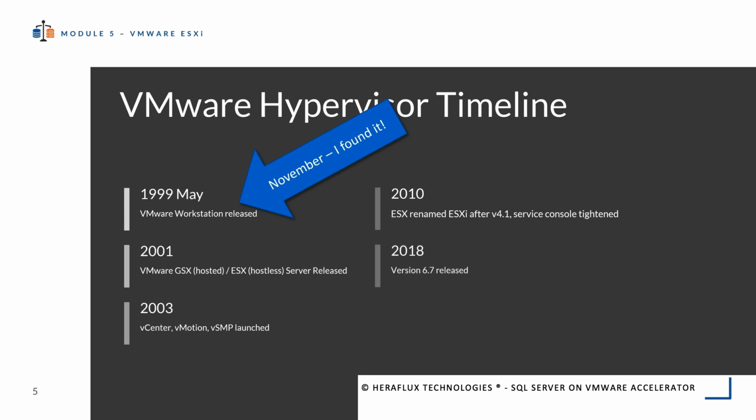One of the more recent releases was version 6.7 and was released in 2018. Version 7.0, the current release at the time of this recording, was released in 2020. Chances are you're probably running one of these two versions. If you're running older versions, you should definitely push your VMware administrators to upgrade to a more modern platform.